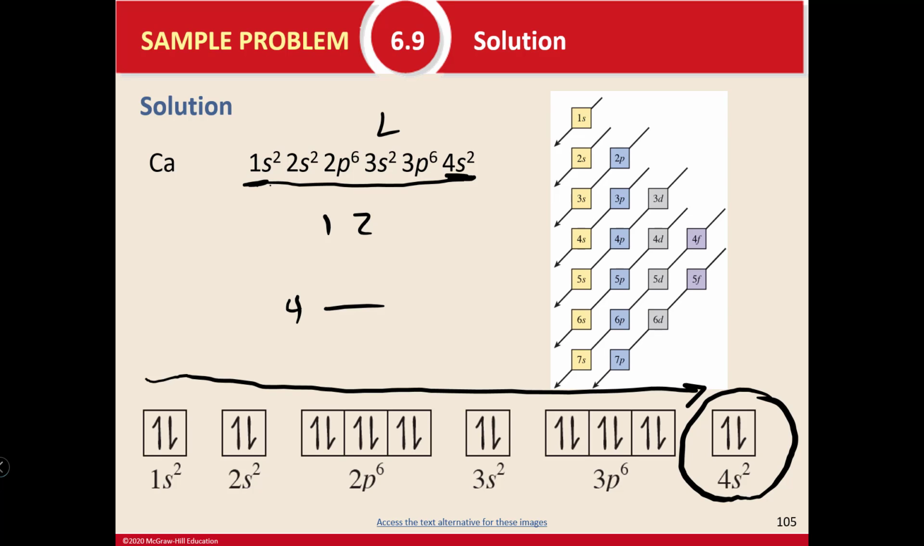So again, electron configuration up here, orbital diagram down here. Do you need this? No, I think the periodic table will do fine for that.